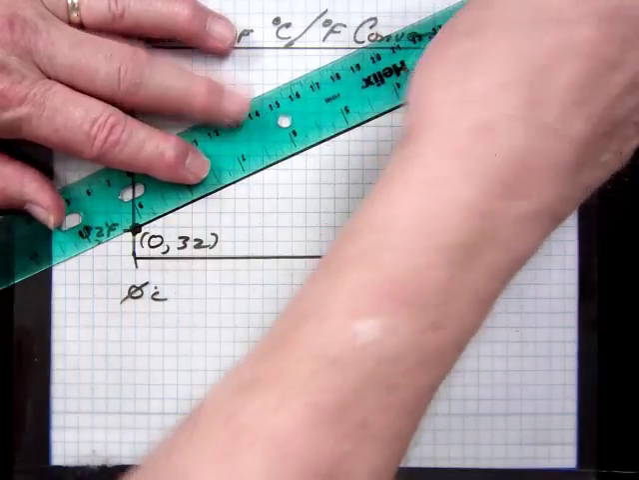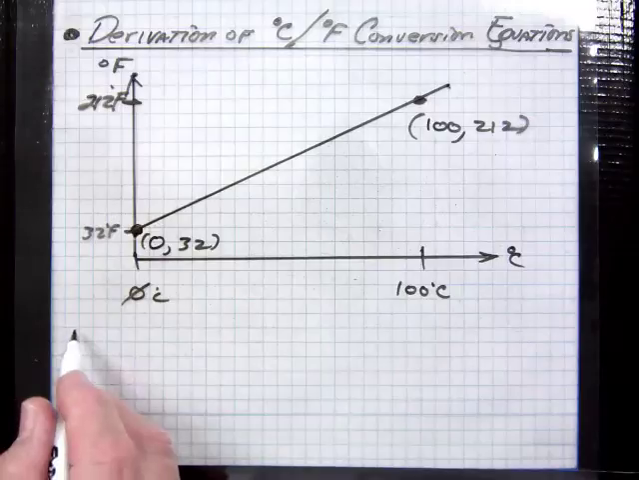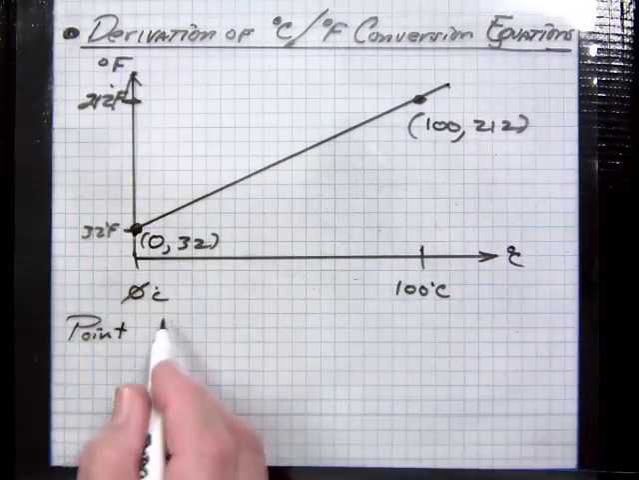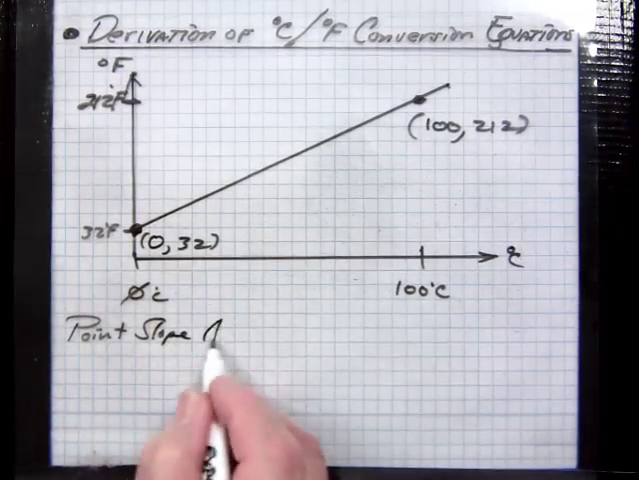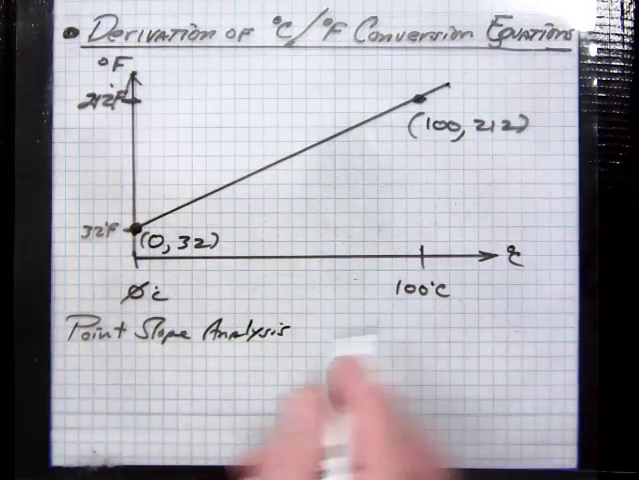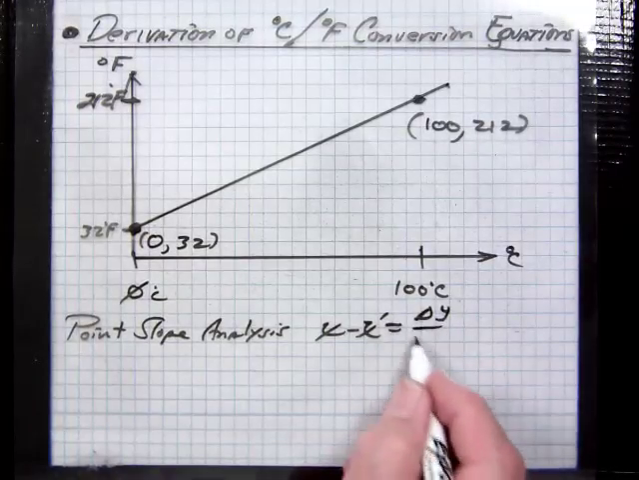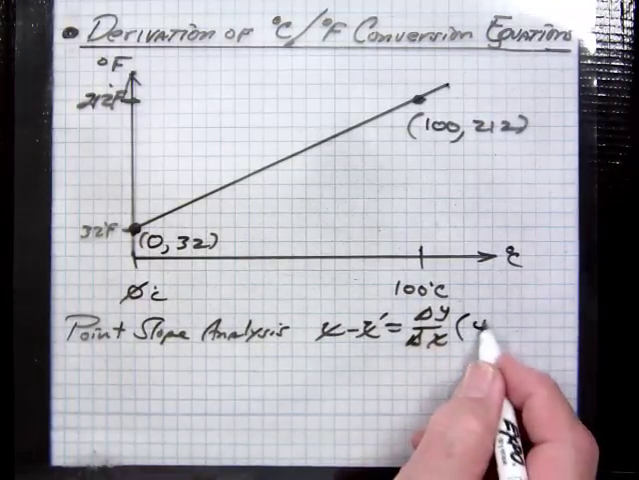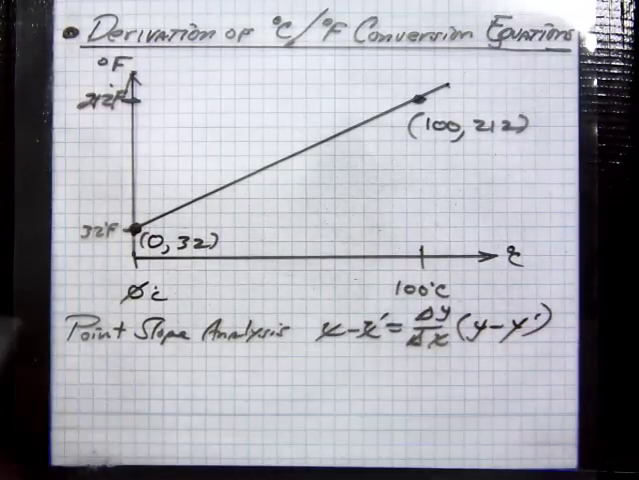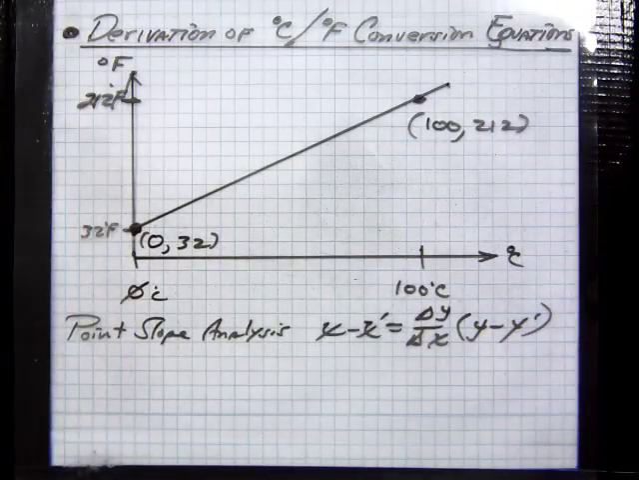Like that. Now, using the point slope, which is x minus x prime equals a change in y over change in x, and y minus y prime, where the prime values are defined, and x and y that are not primed here and here are not defined. And we solve for the appropriate x or y.